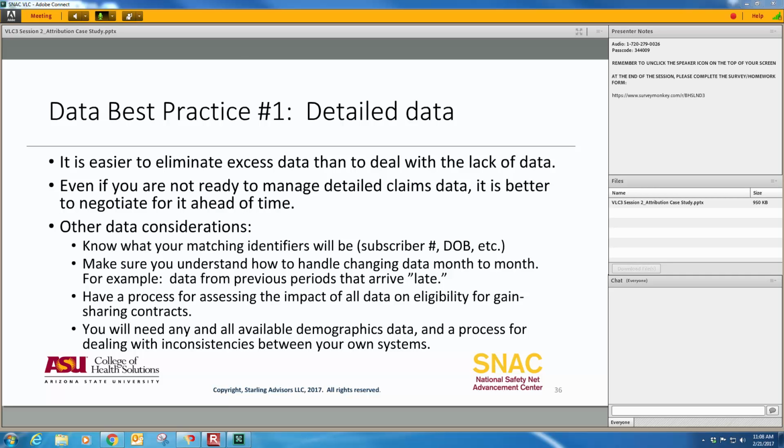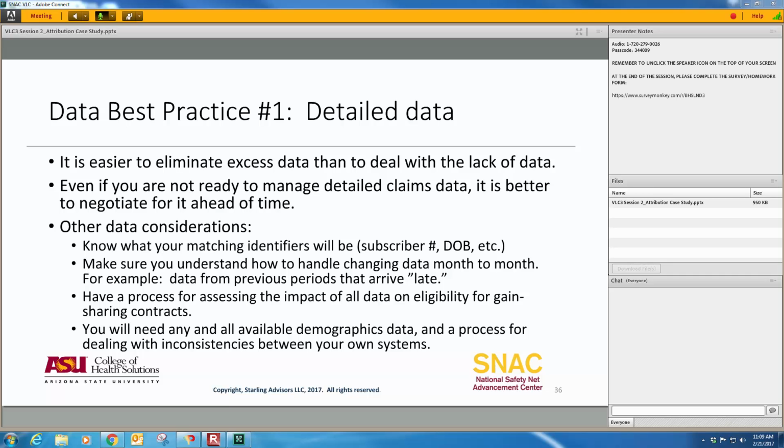So when we first start working with groups that look to make the shift to value-based reimbursement, we usually do an inventory of the data sets that they have available to them to support this kind of work. And that has led us to a variety of best practices that we want to share with you. The first is that detailed data is always better. That is not to say that if you don't have the ability to manage a detailed data set, it can't be very challenging.